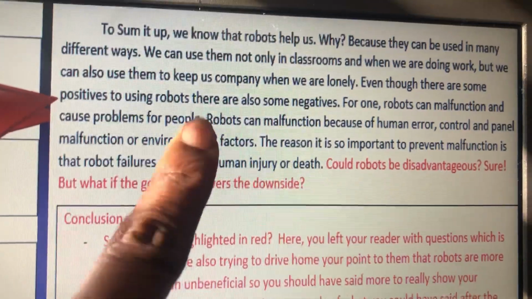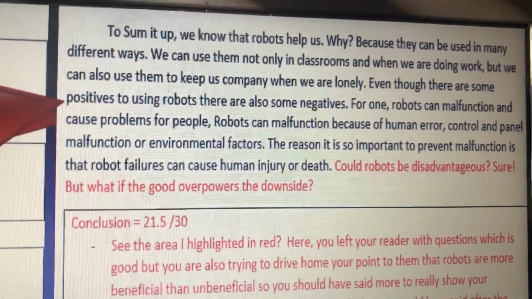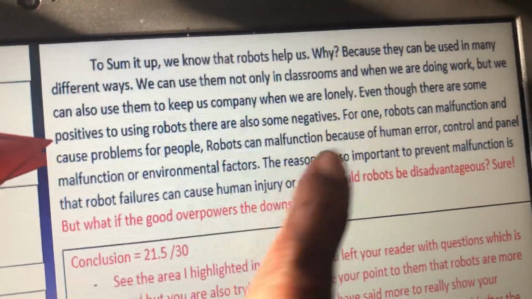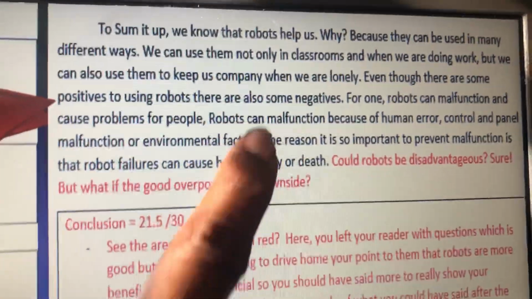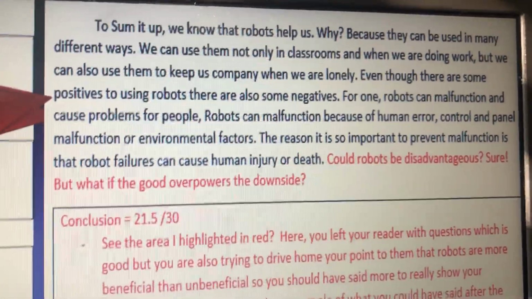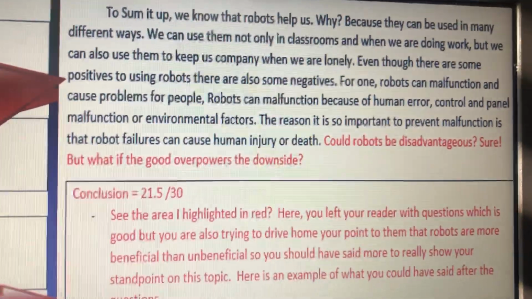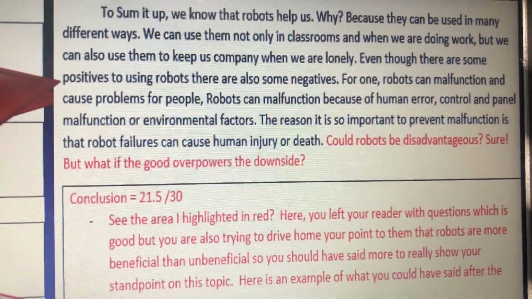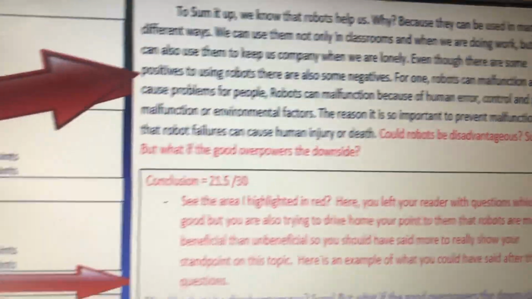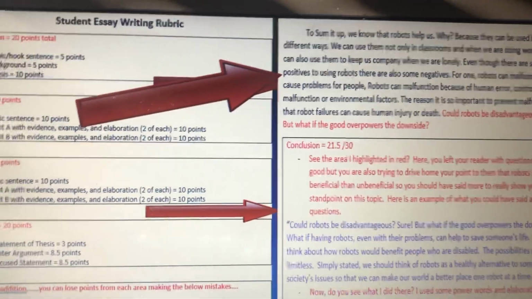You want your counter argument to be strong. You want your refocused statement to be stronger than your counter argument. So don't give me a counter argument that is good and then give me only maybe 2 sentences that kind of ask more questions than anything for a refocus statement. That refocus statement needs to overpower your counter argument. And that's just good writing, okay?